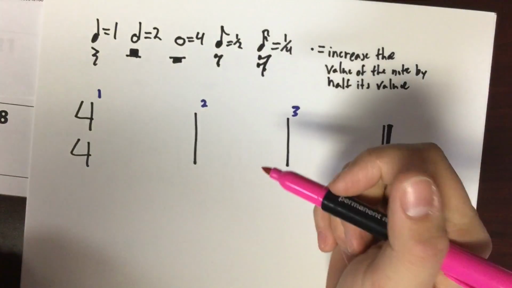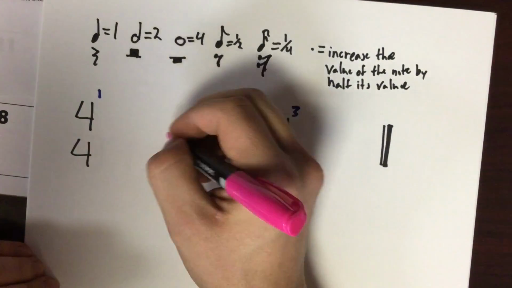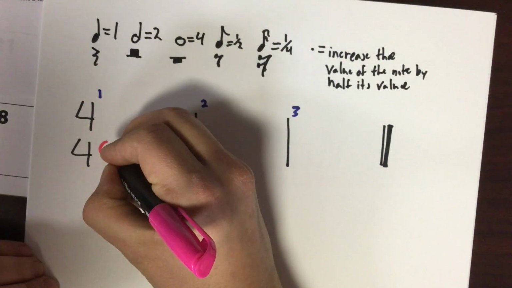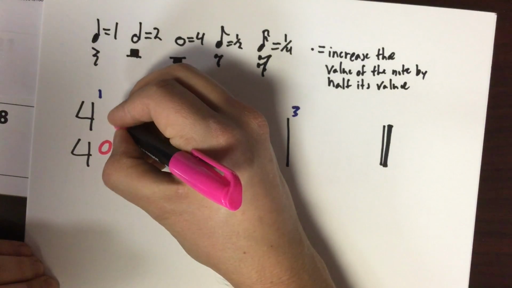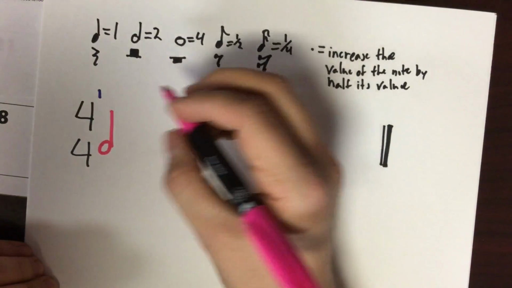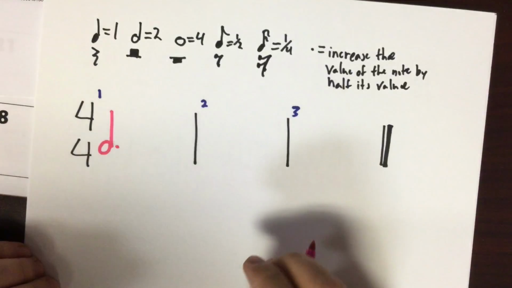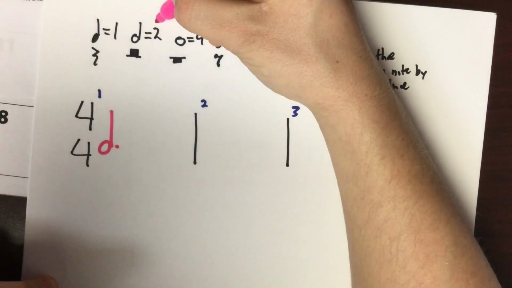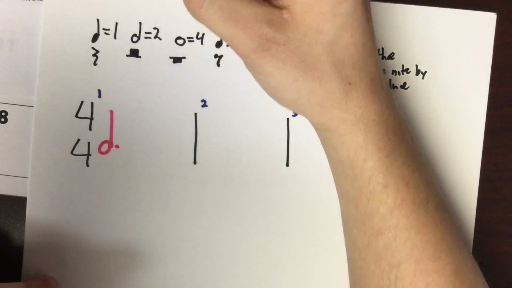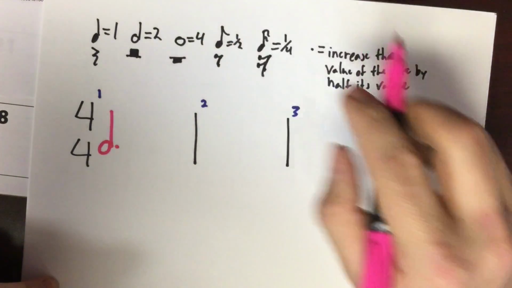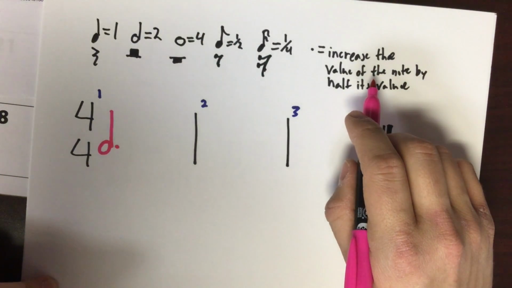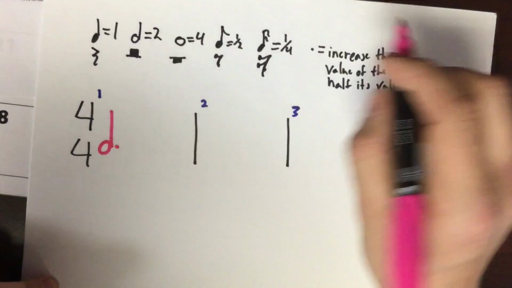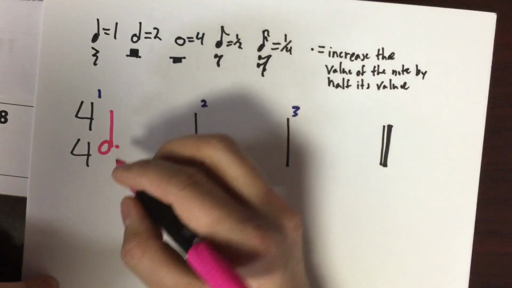Let's start first with a dotted half note. Now we only have 4 beats per measure, and we're going to draw our half note here, note head with the stem. Remember, it's not filled in. I'm going to draw the dot to the right of it. So we know that a half note gets 2 beats. Now, if a half note gets 2 beats, and we want to add half of its value to it, 2 plus half of 2 would make 3 beats total.